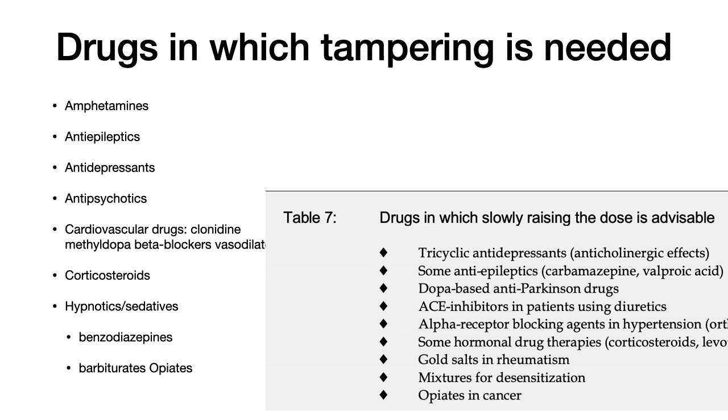With some drugs, we have to increase the dose slowly, like tricyclics, some anticonvulsants, anti-Parkinson drugs, ACE inhibitors, especially in patients on diuretics, alpha blockers, some hormones like corticosteroids and thyroxine, and gold for rheumatism. Also, many of these medications need tapering when we stop them: amphetamine, anti-epileptics, antidepressants, antipsychotics, some cardiovascular drugs like clonidine and methyldopa, corticosteroids, hypnotic benzodiazepines, and barbiturates.